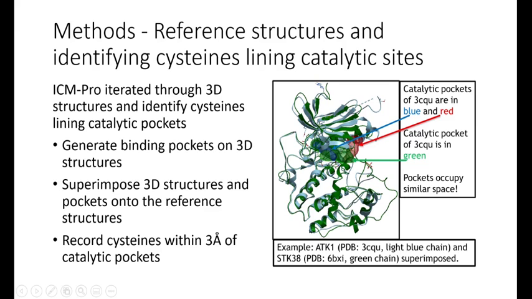ICM scripts were written to iterate through each ICM object in the kinase group, generate its binding pockets, and superimpose it on top of the corresponding reference structure. Any predicted binding pockets on the ICM object that were within 1 angstrom of the reference catalytic pocket were determined to be the catalytic pocket of the object. ICM could then identify and record any cysteine residues that lined the catalytic pockets. Cysteines that were within 3 angstroms of the identified catalytic pockets were recorded in this study.